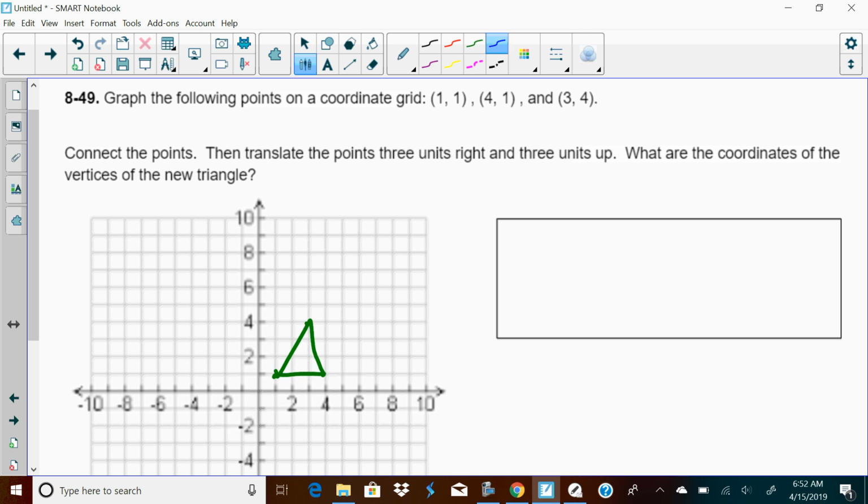Change colors. To move it right 3, or 3 right and 3 up, so I'm going to 1, 2, 3, 1, 2, 3, and put my new dot. 1, 2, 3, 1, 2, 3. I'll put a new dot here. 1, 2, 3, 1, 2, 3. I'll put a new dot here. So my new ordered pairs are 4, 4, 7, 4, and 6, 7.